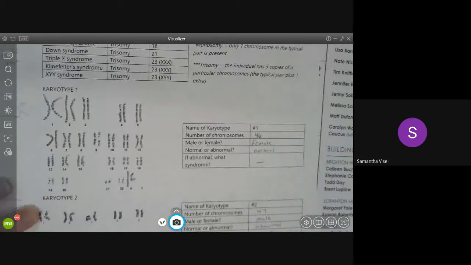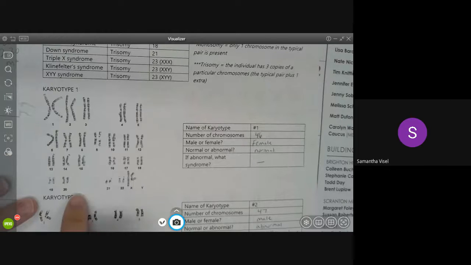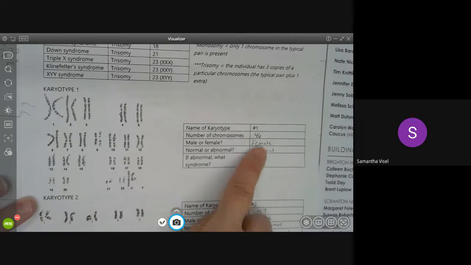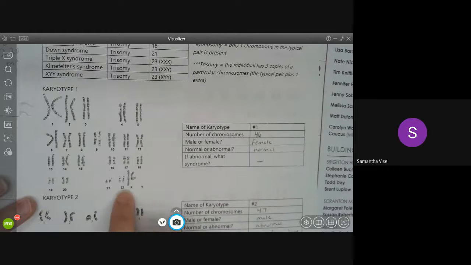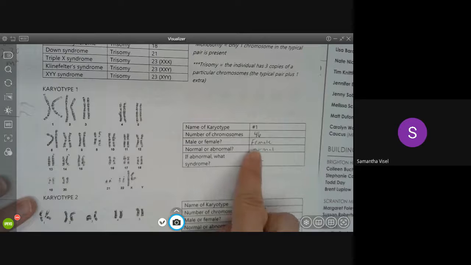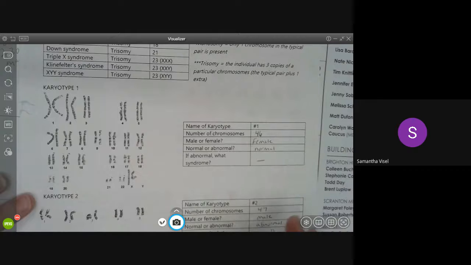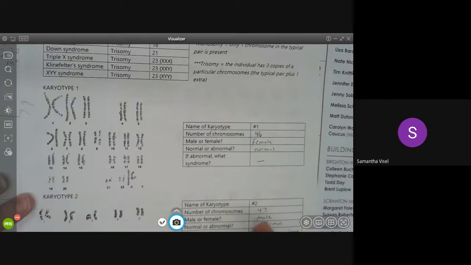Like this first one here, this is a picture of a normal human karyotype. So I have 22 pairs of autosomes. None of them have any extras. None of them are missing anything. And then I have 2 sex chromosomes, 2 X's. So I have 46 chromosomes total here. This person is female with the 2 X's. And this is considered a normal karyotype because I don't have any abnormalities, no trisomies, so no extra chromosomes, and no monosomies where I have 1 less chromosome.